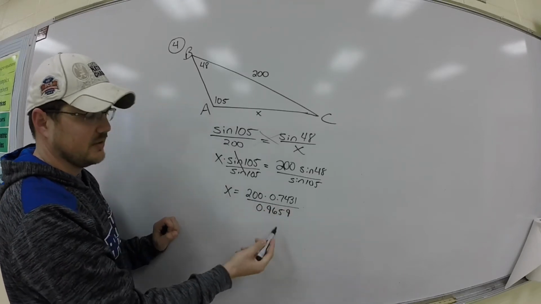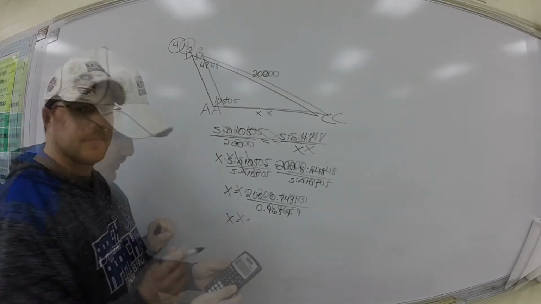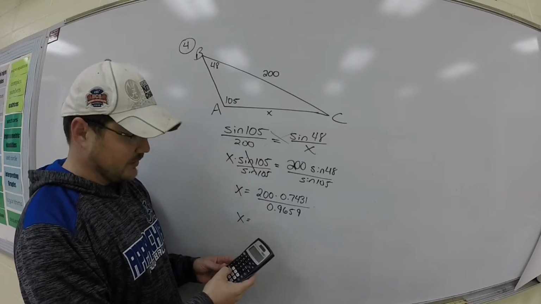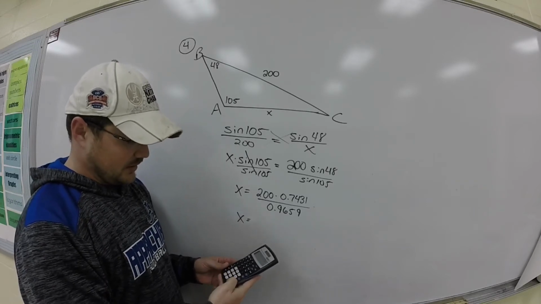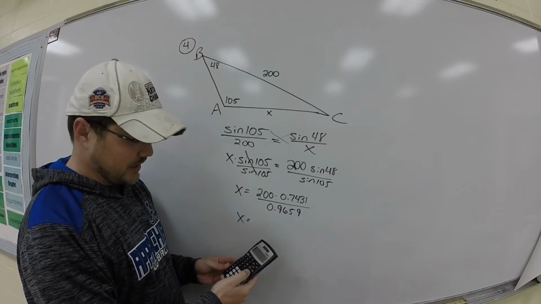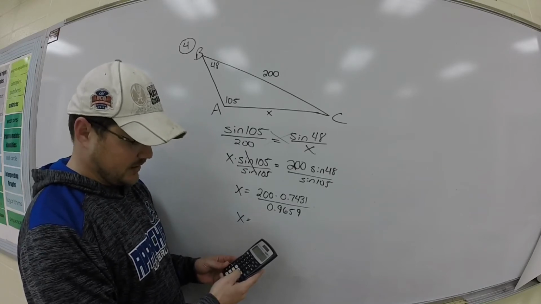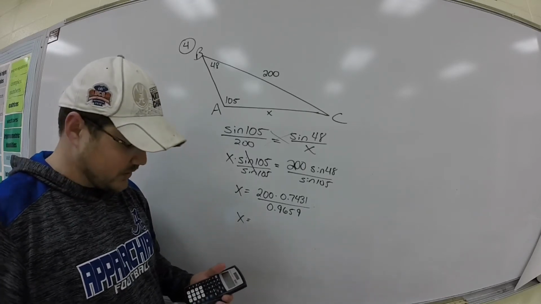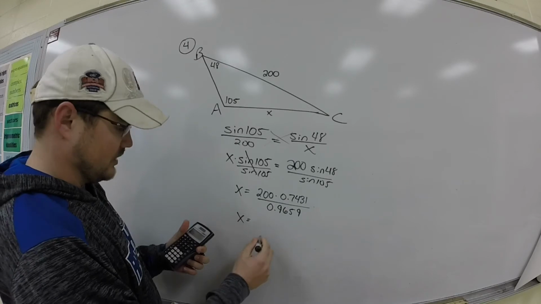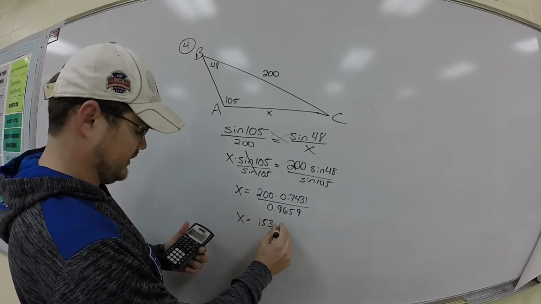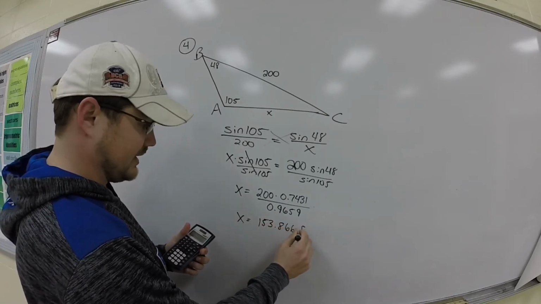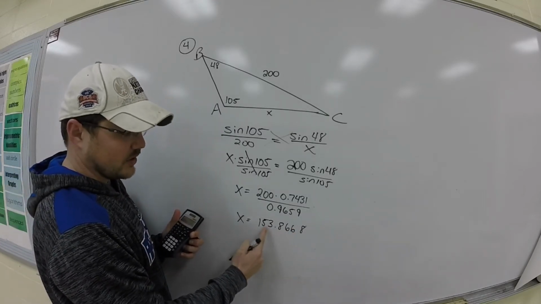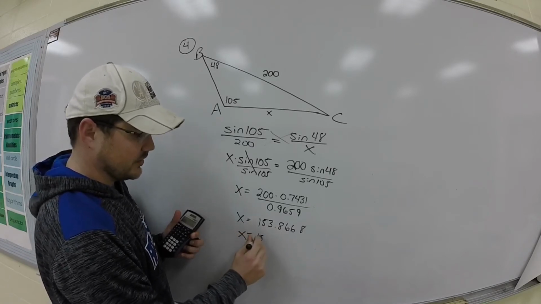Alright, let's punch this in our calculator and see what we get. In my calculator I'm going to do 200 times 0.7431 equals, and then that divided by 0.9659. And it wants the nearest whole number. Well, my calculator gives me 153.8668. Nearest whole number, so this is 5 or greater, so I'll round this up. So this is 154.